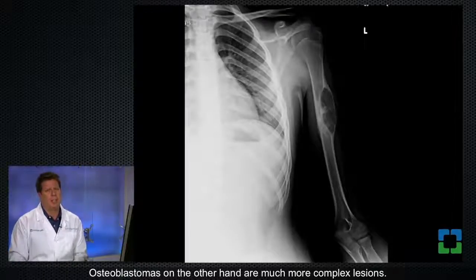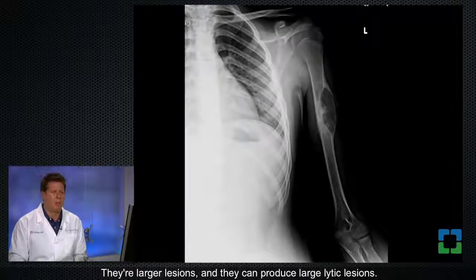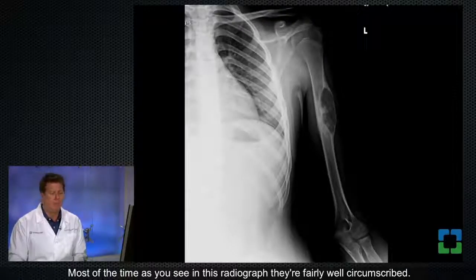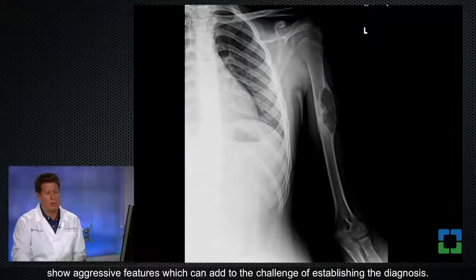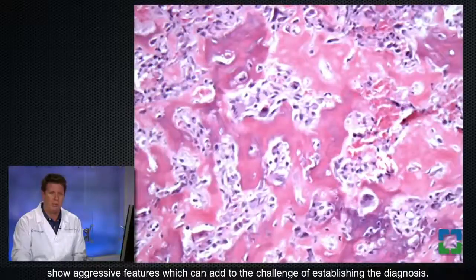Osteoblastomas, on the other hand, are a much more complex lesion. They're larger lesions. They can produce large lytic lesions. Most of the time, as you see in this radiograph, they're fairly well circumscribed. You don't see permeation of adjacent bone in osteoblastomas, but they can on occasion show aggressive features, which can add to the challenge of establishing the diagnosis.